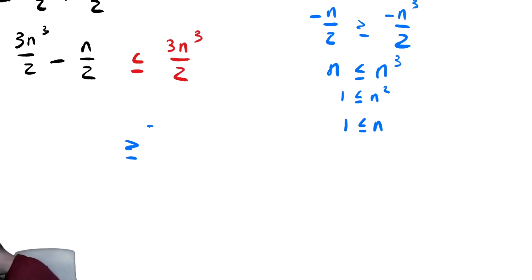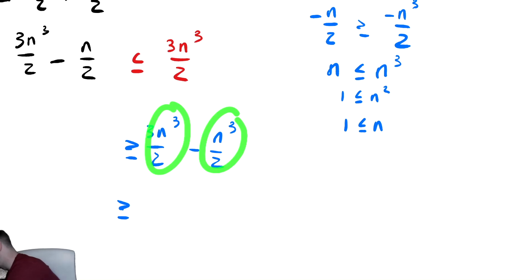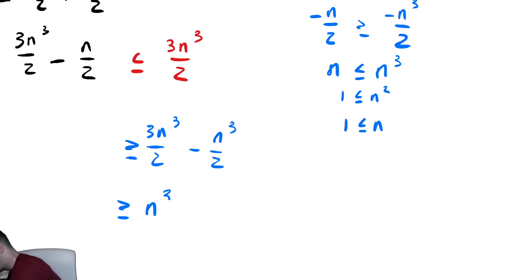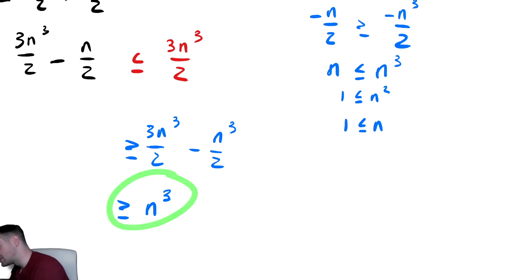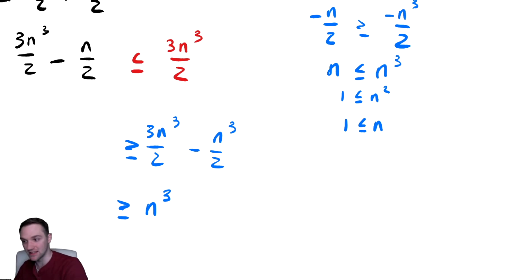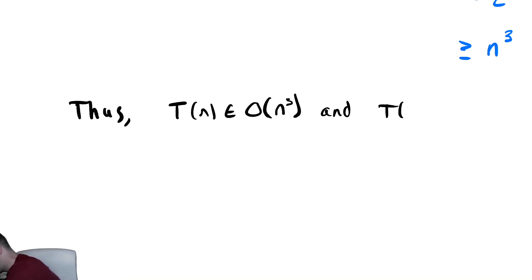So we replace negative n over 2 with negative n cubed over 2. This is then combined to be a nice 3n cubed over 2 minus n cubed over 2 is 2n cubed over 2, or just n cubed. So it is bounded above by a constant times n cubed and bounded below by a constant times n cubed so long as n is sufficiently big. In this case, sufficiently big meaning n greater than or equal to 1. Therefore, it is in theta of n cubed. Let's write out why. Thus, T of n is in big O of n cubed and big omega of n cubed.